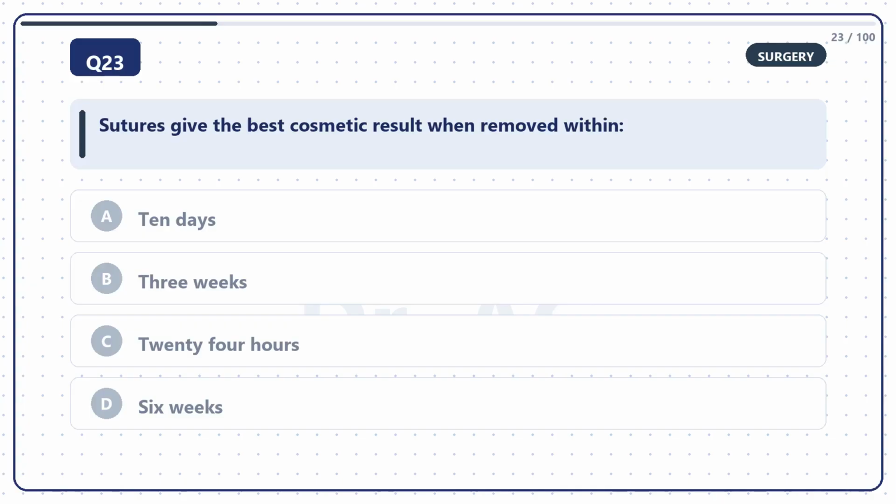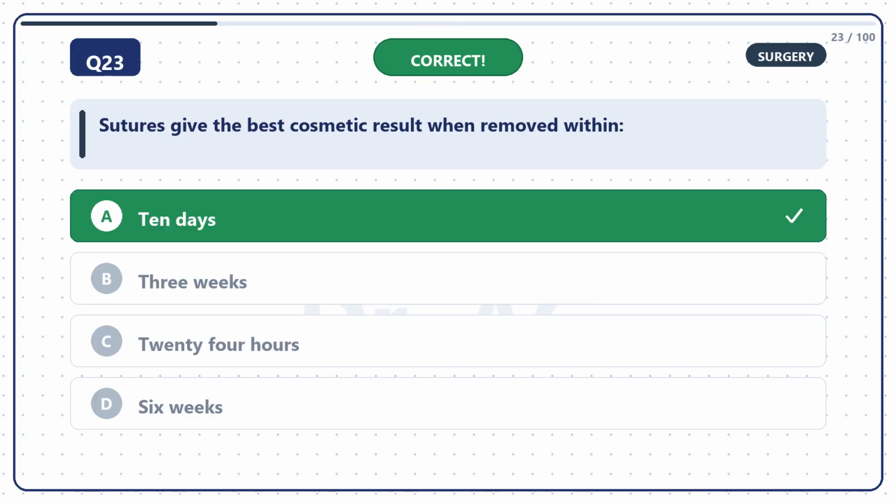Question 23. Sutures give the best cosmetic result when removed within option A, 10 days. Option B, 3 weeks. Option C, 24 hours. Option D, 6 weeks. The correct answer is option A, 10 days.